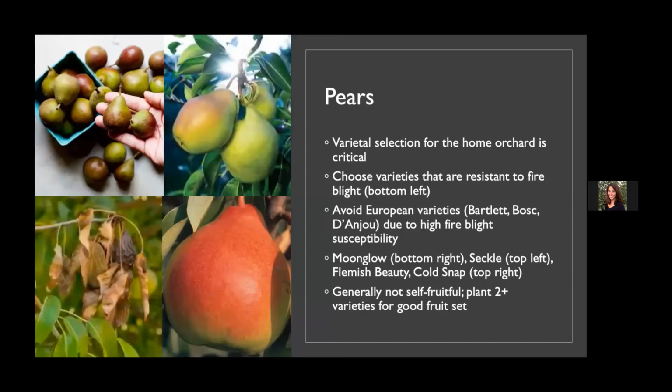So thinking about Moonglow, which is this beauty right here. We grow these at the research station. They're very tasty. Seckel is kind of a cute pear. It's a little smaller, but has a nice kind of two-tone color to it. And then this one here is the Cold Snap. I don't have a picture of Flemish Beauty. And for these, there's more information in that third link that Danny put into the chat, so please read more about these. And keep in mind that pears generally are not self-fruitful, so you do need to plant multiple varieties, at least two, to get good fruit set.